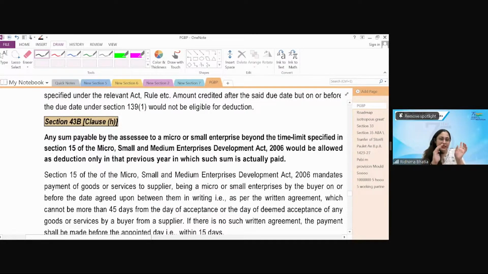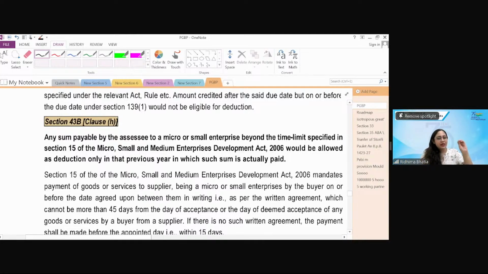Right? But there is a separate logic when it comes to 43B clause H. This is a newly introduced clause which was introduced in the last Finance Act, not this Finance Act, but in the last Finance Act. Now, this intention, pehle batati hu, why this clause was inserted. This was one such move by the government so that the MSME entities can get timely payments, timely dues unko mil jaye. So, isliye parties who had to pay dues to MS enterprise.